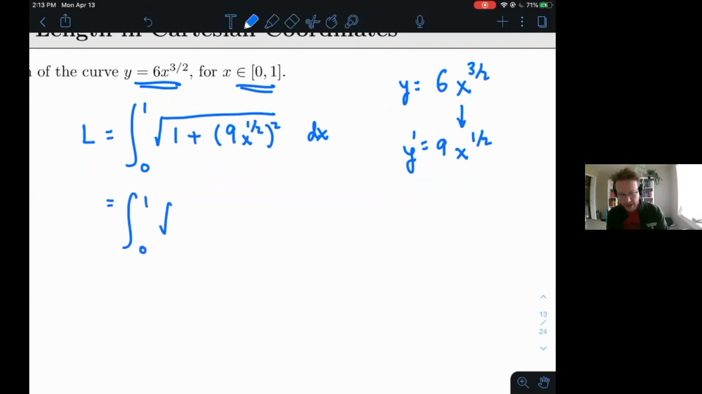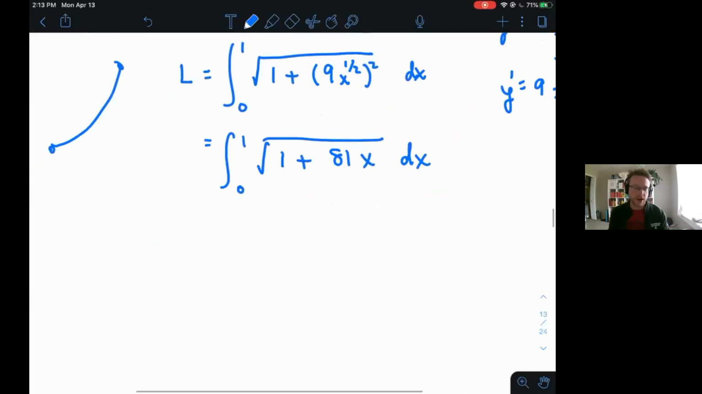So this is a relatively nice one because this x has a square root in it. So when we square this, this is just going to become x. Don't forget to square that 9, though. That's probably the most common mistake that I see for a problem like this, that you forget to square the 9. And so this is a relatively nice setup. This is just a nice u-substitution.